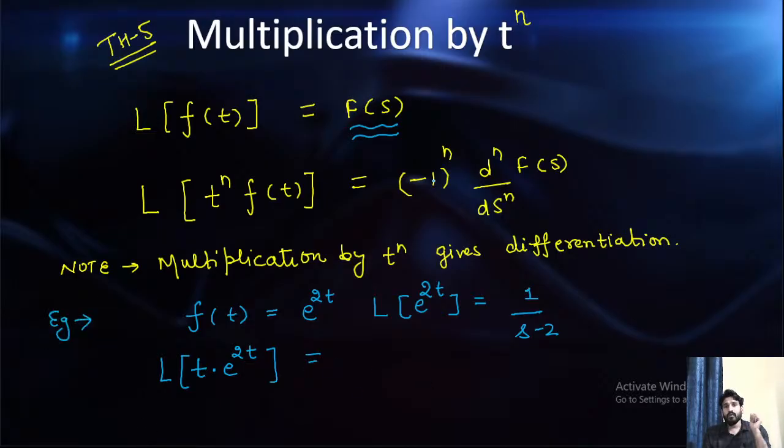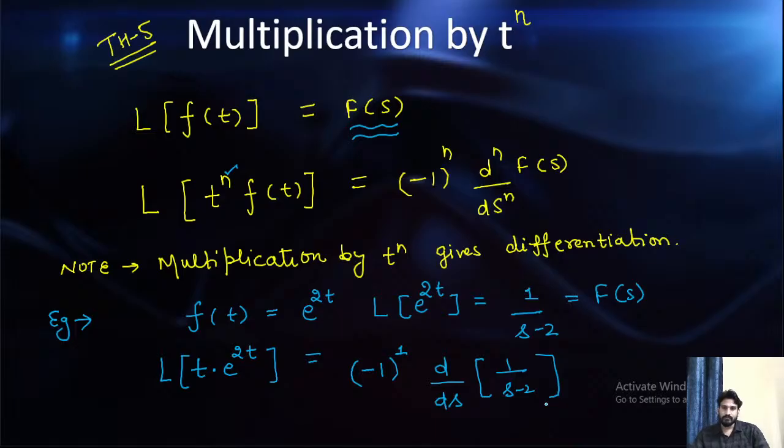Now just apply this formula: minus 1 raised to power n, d raised to power n divided by ds raised to power n, where n is 1. The power of t decides how many times you have to differentiate F of s. Here, with power 1, I have to differentiate F of s, which is 1 divided by s minus 2, a single time. I think there is no problem.